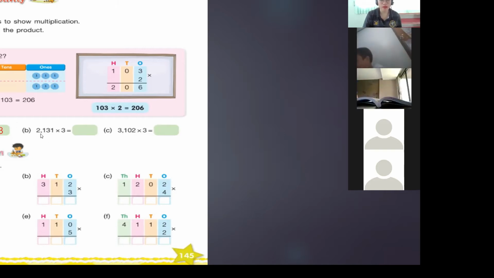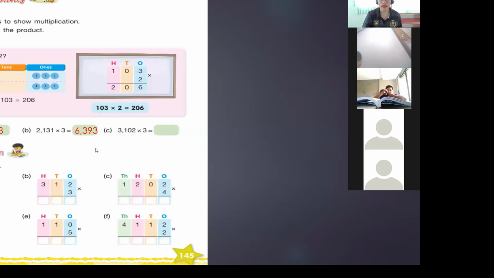Next is in letter B. We have numbers 2,131 times 3. Okay, so let's multiply. 3 times 1 is 3. 3 times 3 is 9. 3 times 1 is 3. And 3 times 2 is 6. So the answer for letter B is 6,393.